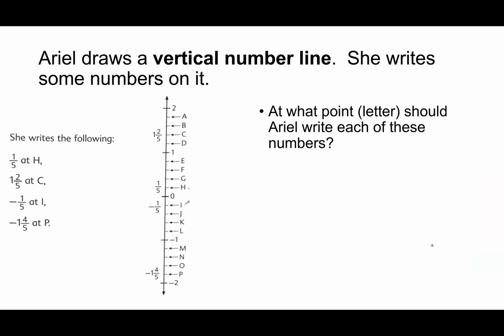All right, so Ariel decides to draw a vertical number line and write some numbers on it. She writes the following. She writes 1/5 at H, 1 2/5 at C, -1/5 at I, and -1 4/5 at P. At what point, so what letter on the number line should Ariel write each of these numbers?